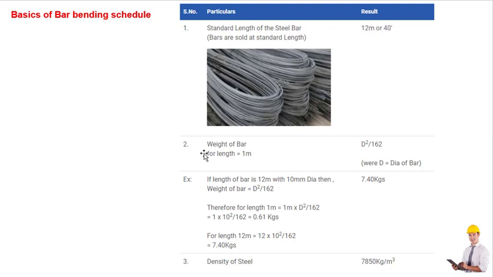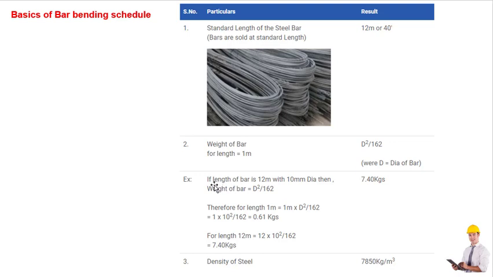Got it? And the second point is the formula we are going to use to find the weight of a bar, or the unit weight of a steel bar. That is d squared divided by 162. What is d? D is the diameter of the bar, and we will consider millimeter as the unit of the diameter of the bar. So D is the diameter of the bar in millimeters, and this is the formula we are going to use to find out the weight of the bar or unit weight of the bar.